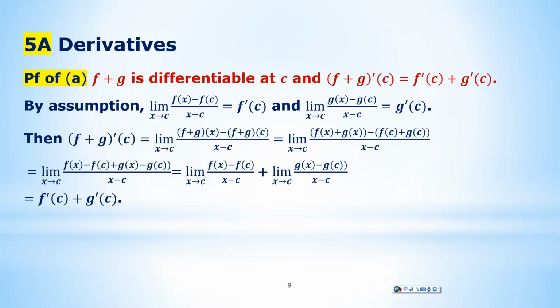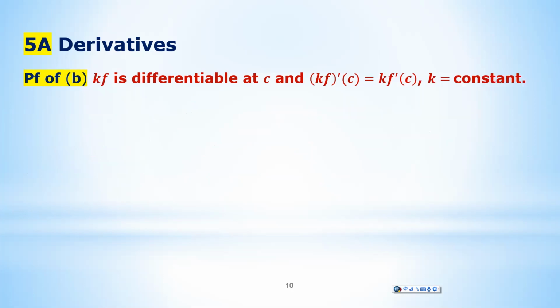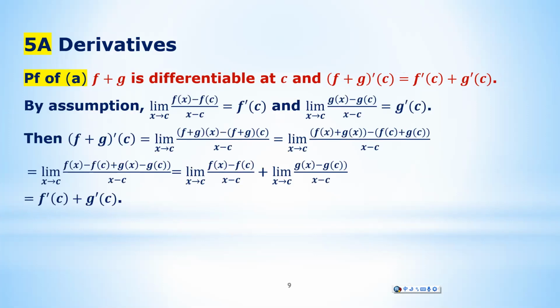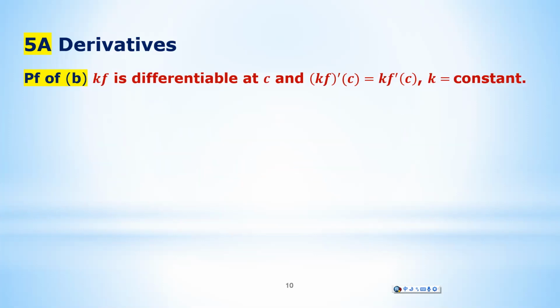Okay, so that's the proof of part A, which is really simple. And part B is similar. It's also simple, because part B is that you just multiply by k, right? So I'm going to choose that (kf) prime equals k times the derivative.